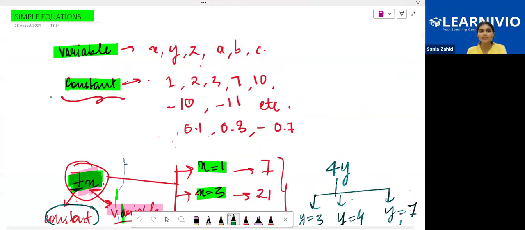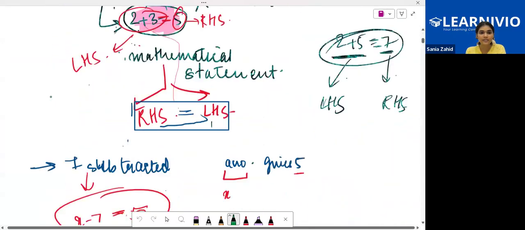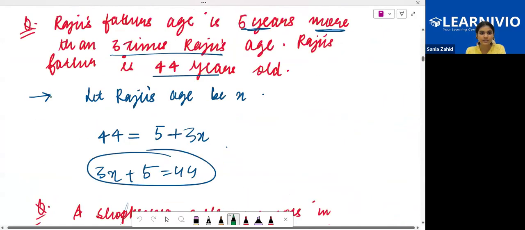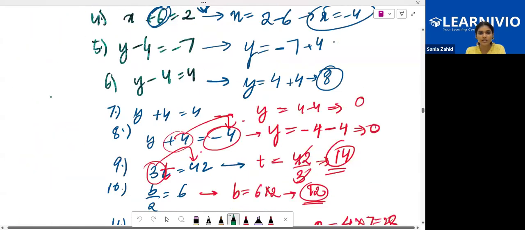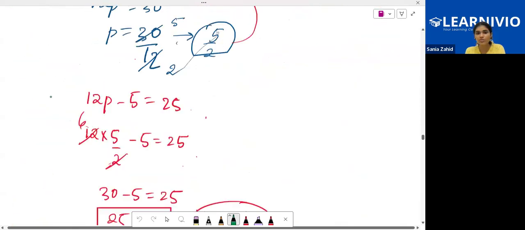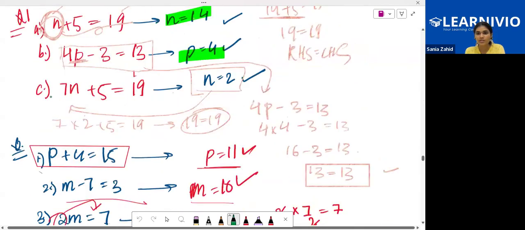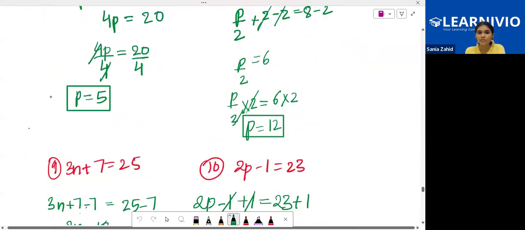Okay, so in the last class, we were doing simple equations and we have completed most of the part of the chapter. We just have to do the applications of simple equations.